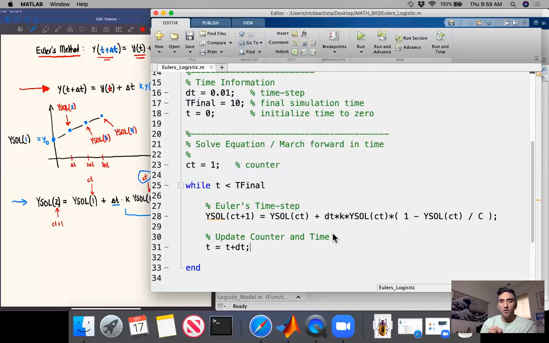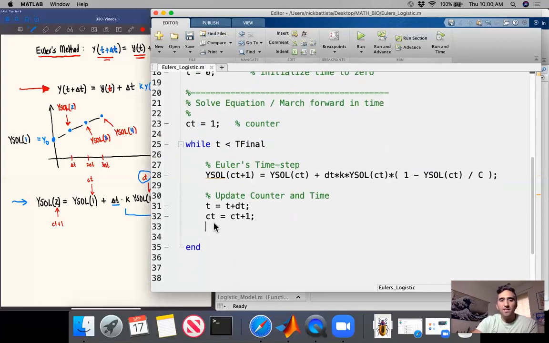The next thing we should do is also update our counter, because as it stands right now, counter is just equal to 1. So every time we go through this while loop, count is always just equal to 1. So we're just going to store things in y of 2. And y of 2 will be equal to our Euler step evaluated at y of 1. So once we do this, we should have our solution and everything should update accordingly.